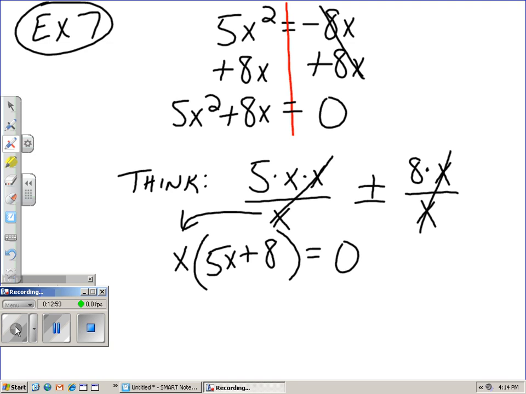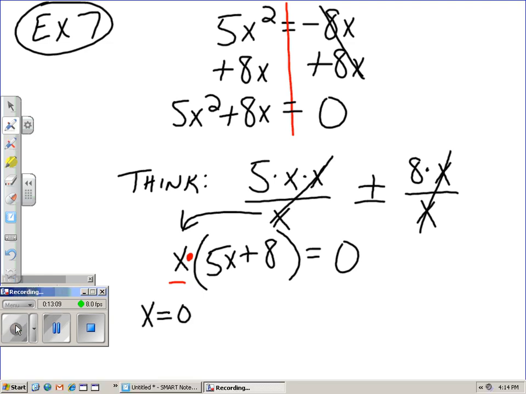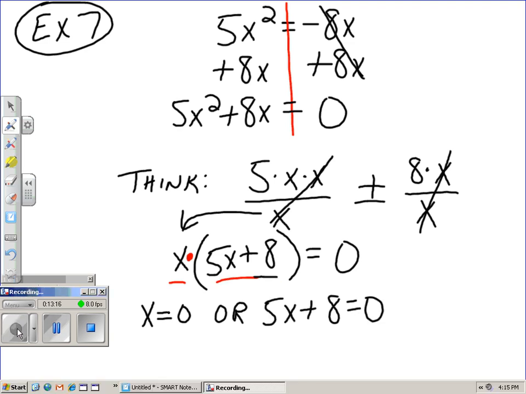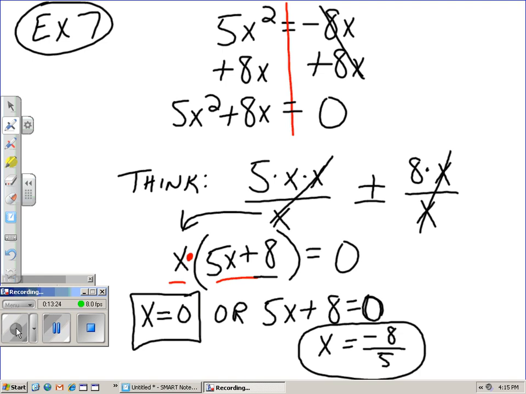Okay, remember what we're looking for. We're looking for that multiplication dot, because either what's in front of it has to equal 0, or what's behind it has to equal 0. Now we solve both of those. Actually, the first one is already solved. x equals 0. We know what x is. The other one, we have to do a little algebra. And I think you guys know the algebra by now. Our second answer would be x equals -8/5.